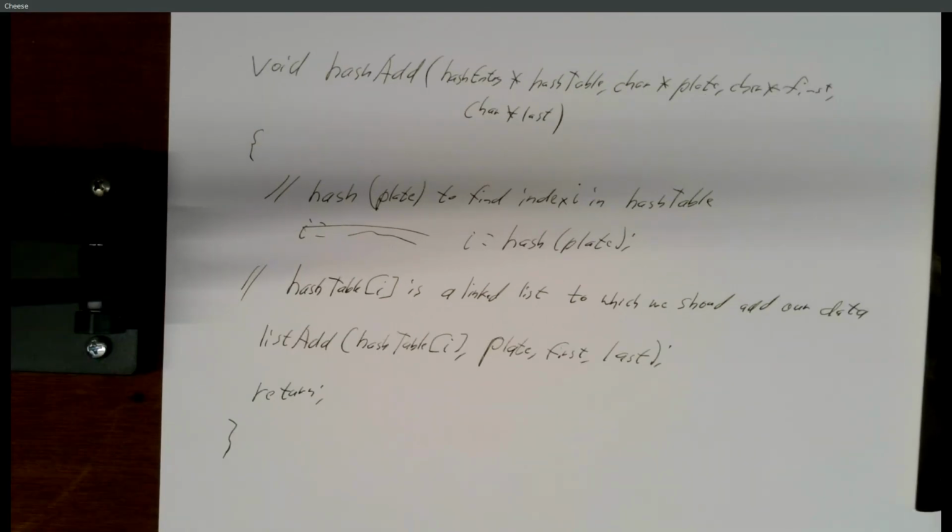Right? That's what you need. Call hash, pass it your plate, get back an integer. Use that integer to look up a list in hash table, pass that along with the data you want to add to your list add function. And return. You can do this in one line of code. You can just say list add parentheses hash table bracket hash parentheses plate close parentheses close bracket comma plate comma first comma last. Put that in curly brackets, you're done with hash add.